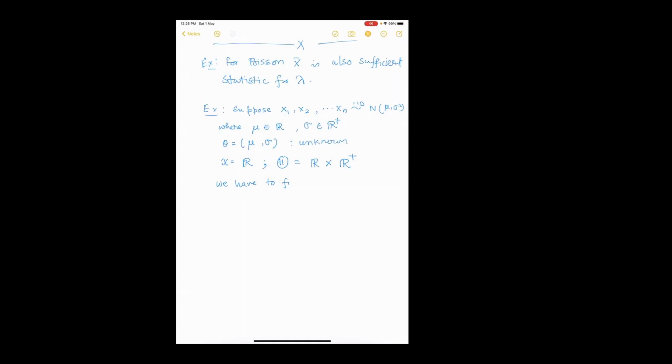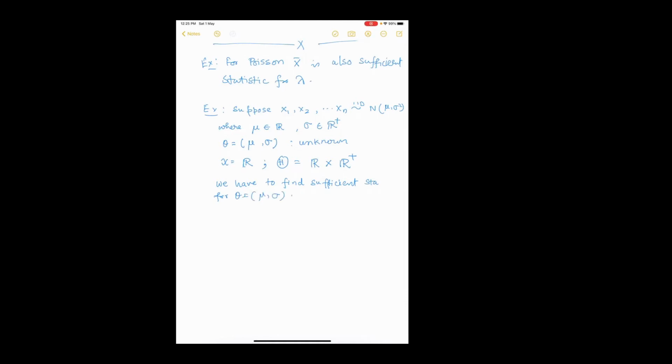So my theta parameter is in a two-dimensional parameter space. I need an estimator for mu, and I need a statistic which will contain the information for both mu and sigma. So we have to find a sufficient statistic for theta equal to mu and sigma, so both mu and sigma.